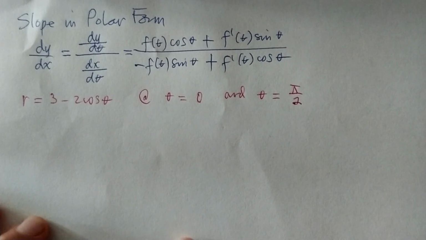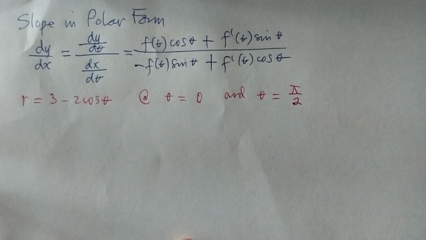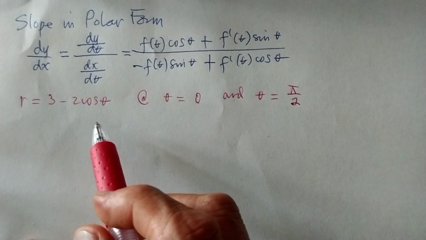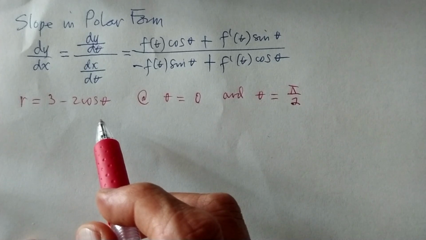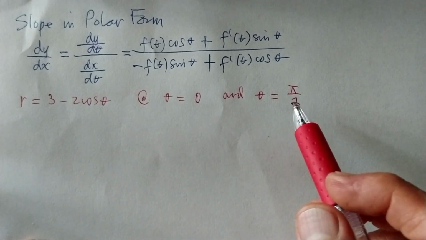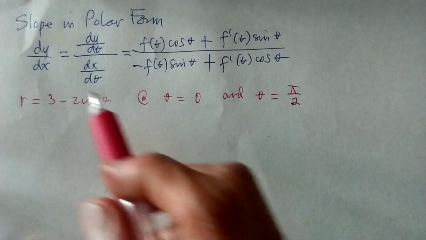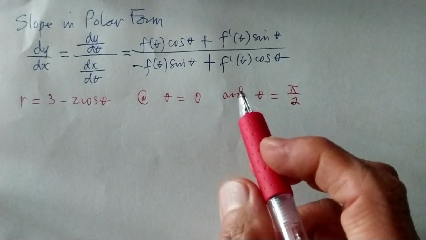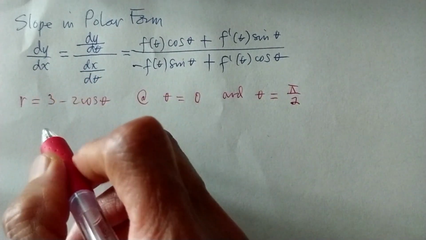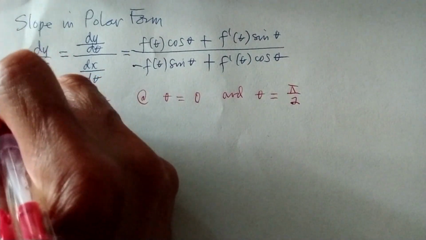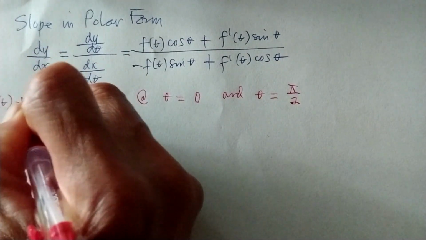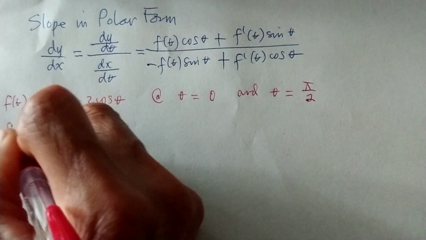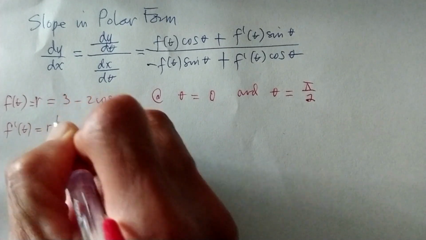This problem asks for the slope of the polar curve given by r = 3 minus 2 cosine theta at two different values of theta: at 0 and pi over 2. First, we need to get the slope, the derivative, and it's given by this formula. So we have r prime, so this is your f of theta, or r. We can also write it as f prime of theta for the derivative.